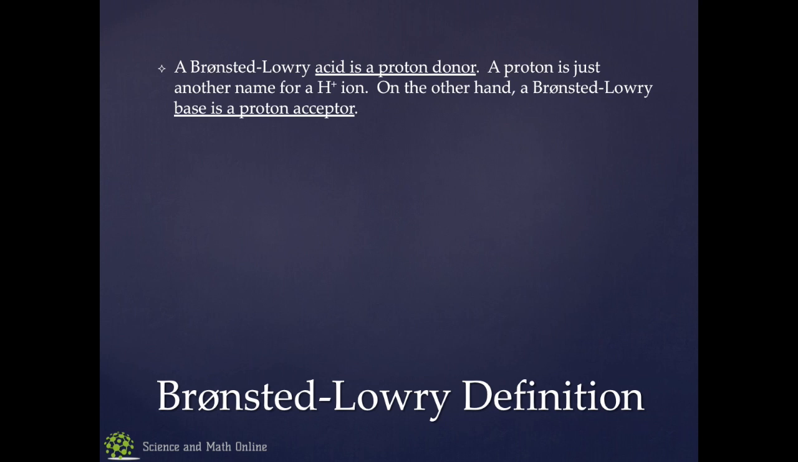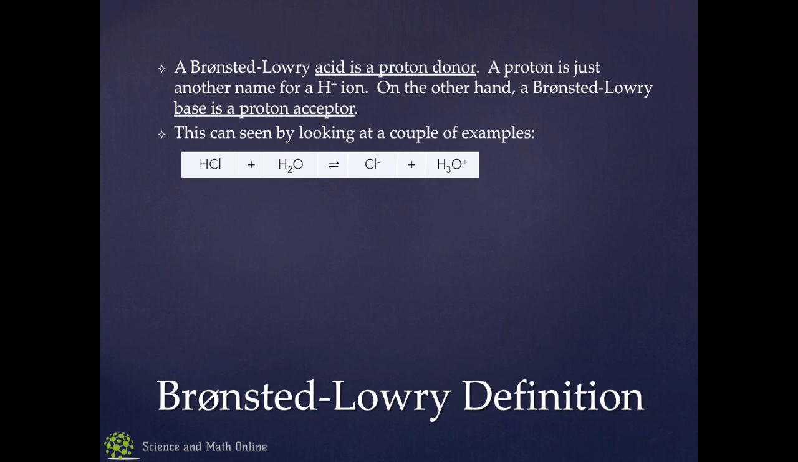So Bronsted-Lowry: an acid is a proton donor. It's giving away the H plus ion. And then the base is a proton acceptor, what's accepting the hydrogen ion, the proton. So for example, if we look at a reaction, I've got HCl and H2O.